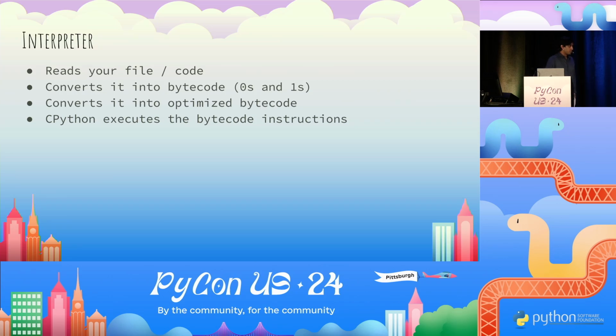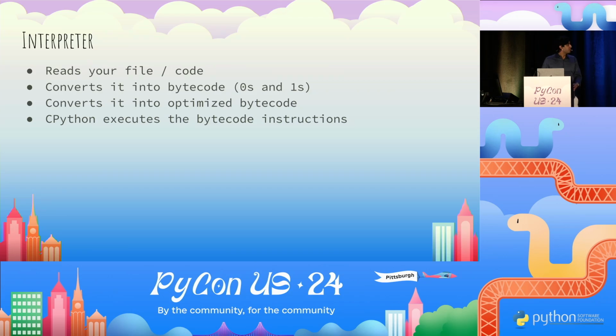It's a program that reads your file, converts it into something called bytecode, which is just some zeros and ones. It converts it into more optimized bytecode. Again, it can do some optimizations. And then the CPython thing just knows how to run these bytecode instructions. So this is what an interpreter is.